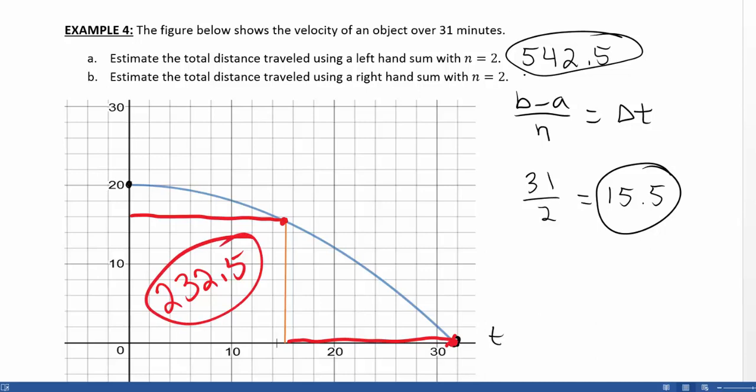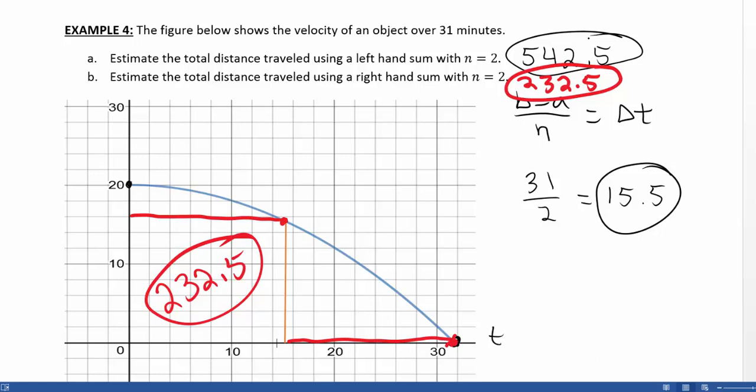So for part B, I get an estimate of 232.5 plus 0, which was 0. And you can see here by the rectangles that this was an underestimate. There's huge chunks of area missing if I'm looking for the exact area under the curve. So again, we can see that these estimates are terrible, right? They are way off. The overestimate was way too high. The underestimate was way too low.